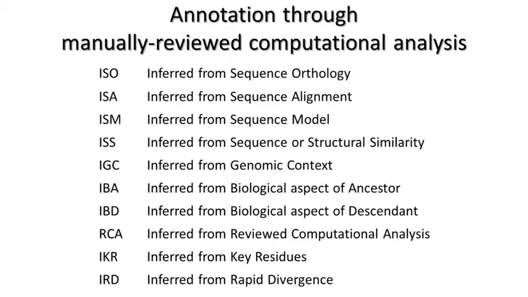Next, we have RCA, inferred from reviewed computational analysis. This is different from the above in that this refers specifically to analysis of large-scale experimental datasets or integration of datasets of several types. The last two are negative evidence and are annotated as NOT in gene ontology, including IKR, inferred from key residues, for a gene product which, although homologous to a particular protein family, had lost essential residues, and IRD, inferred from rapid divergence, where there exists phylogenetic evidence of rapid divergence from ancestral sequence.